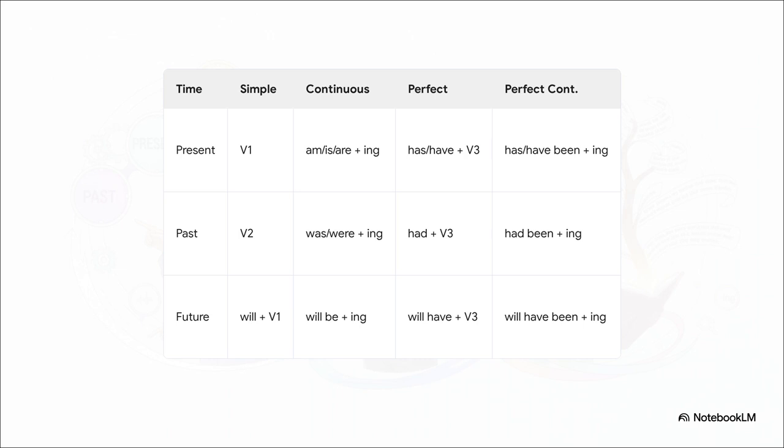Notice the patterns here. All continuous tenses, present, past, and future, use ing. All perfect tenses use the third form of the verb, V3. It's like a giant puzzle, and all the pieces fit perfectly. Once you see these visual patterns, you don't even have to memorize random rules. You can just logic your way through it in your head. I highly recommend taking a quick screenshot of this cheat sheet.